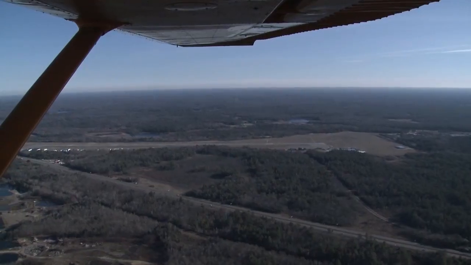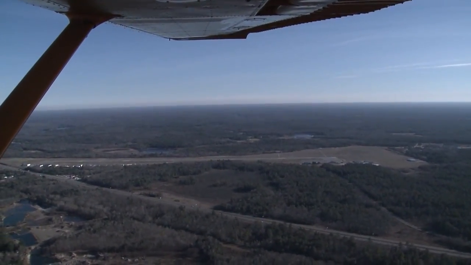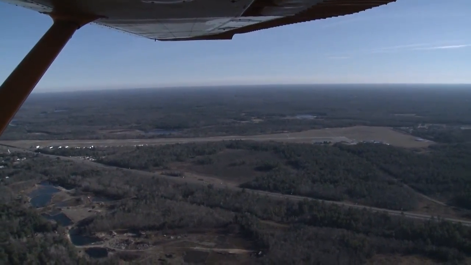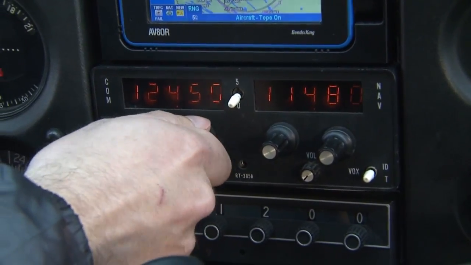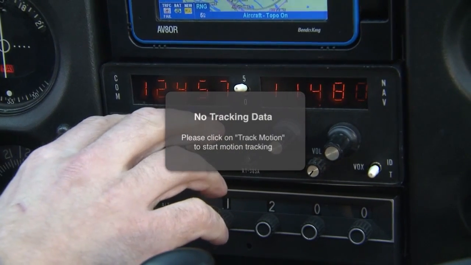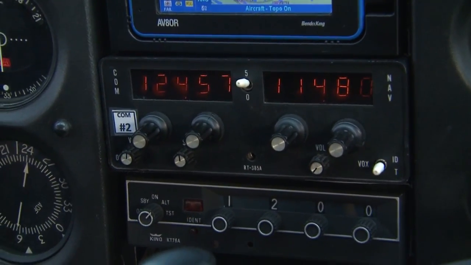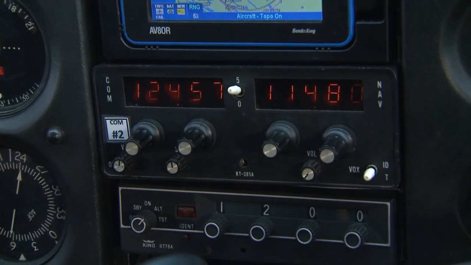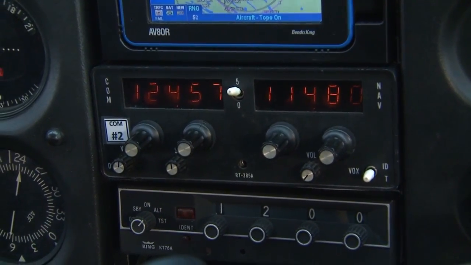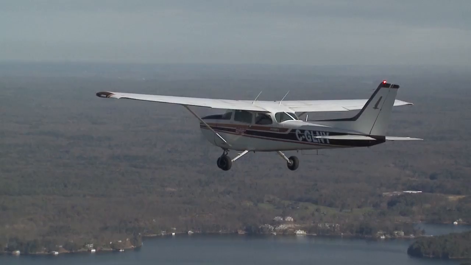In this video, we'll be landing at Muskoka Airport in Ontario, whose RCO is located in Timmins, Ontario. Muskoka Airport uses an automated weather observation system, or AWOS. So before entering the Muskoka zone, you would tune into the AWOS frequency indicated in the CFS and get the information for the Muskoka area.